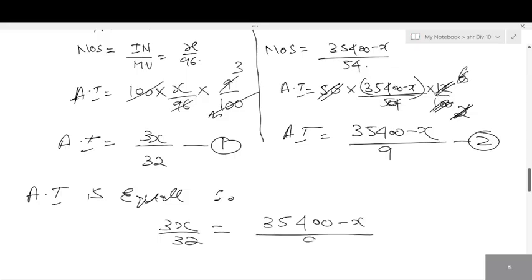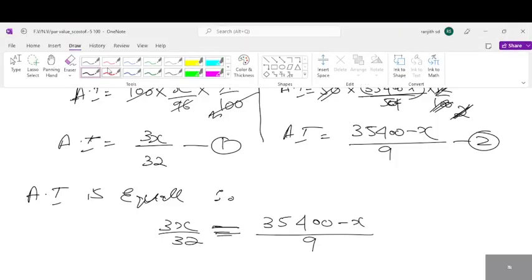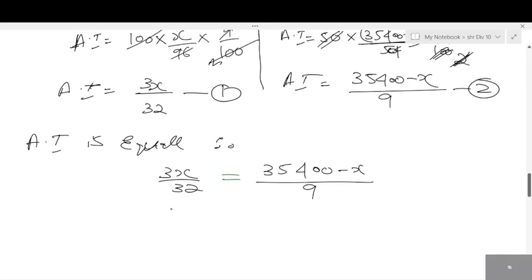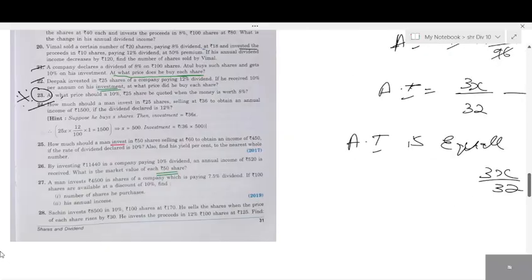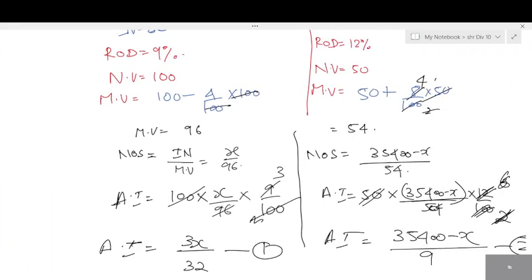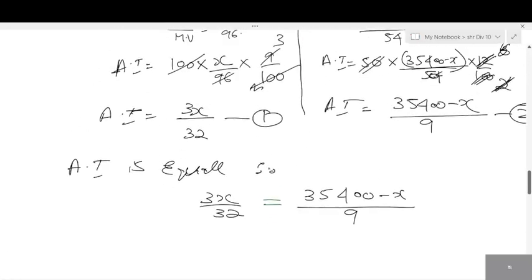35,400 minus x. See, this is where quadratic equation comes into play. Quadratic equation, what we solve. Cross multiply and complete this. Write annual income is equal, cross multiply, find the value of X. What have they asked us to find, students, before solving? Divide 35,400 into how many parts? 2. So that is the investment. Once you find the value of X, calculate both the investments, tell me the final answer.